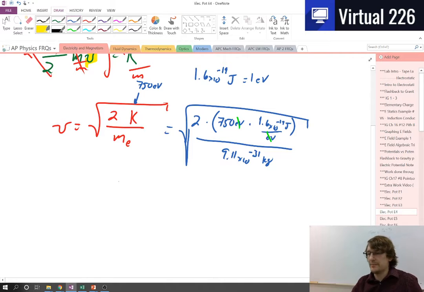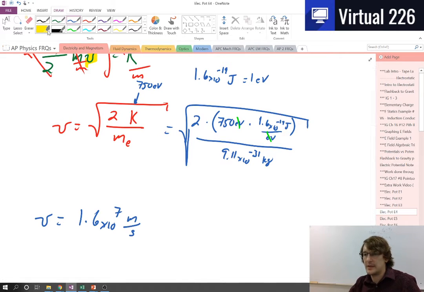And boom, we're done. We run that through our trusted calculator we've had since the year 2006, and we find out our velocity here is 1.6 times 10 to the 7th meters per second. And that is very, very fast. It's not as fast as the speed of light, but we're only a factor of 10 away from it. And with that, this problem is finished.